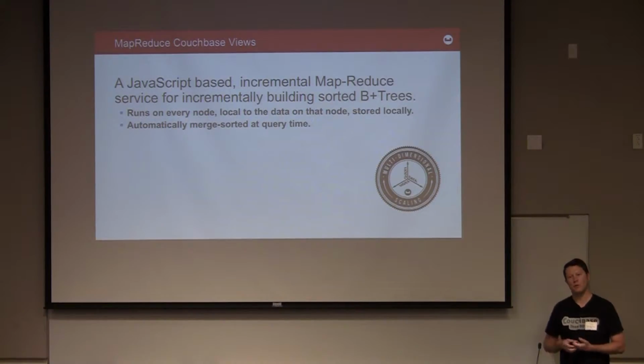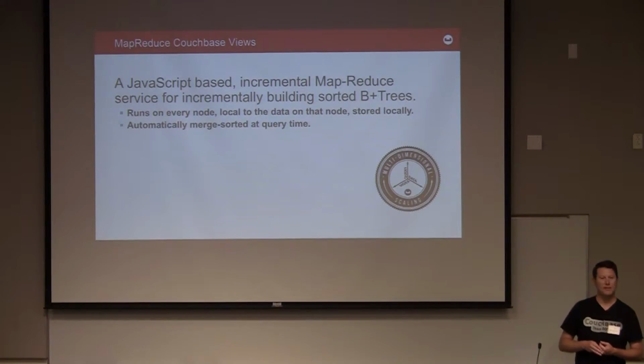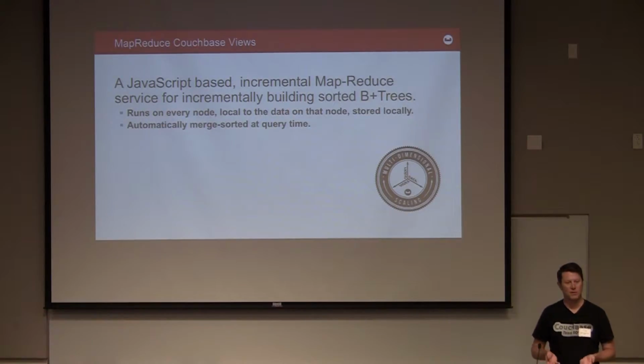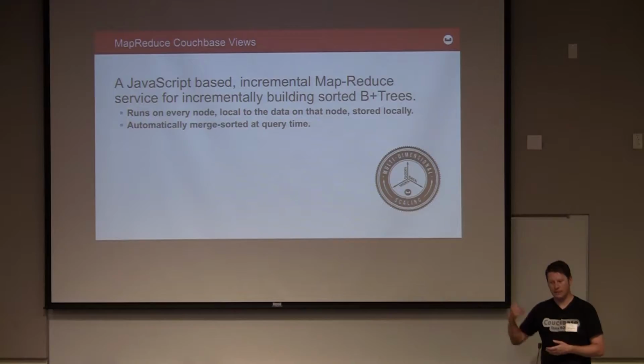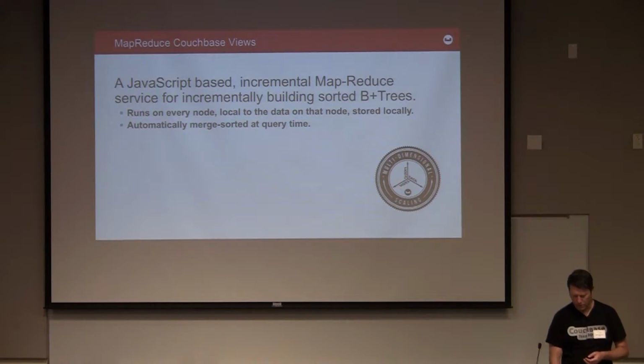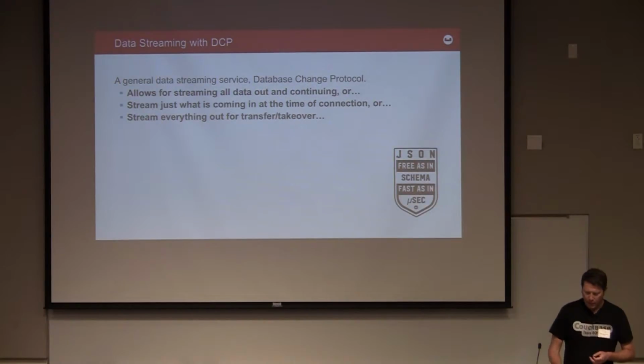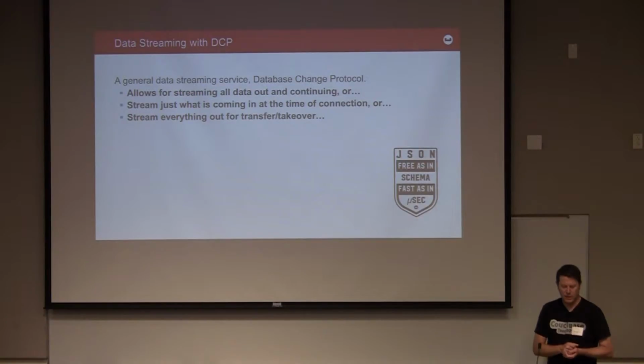There are some also where maybe you have, call it, a little bit more flexible of a schema. One of the cool things about NoSQL systems in general, or at least document-oriented ones, is that you can have flexible schema, but sometimes that means that it's a little hard to define an index around it. You need to actually have the capability to write some code to define that index, and that's what this will do for you. And then finally, there's data streaming with DCP.